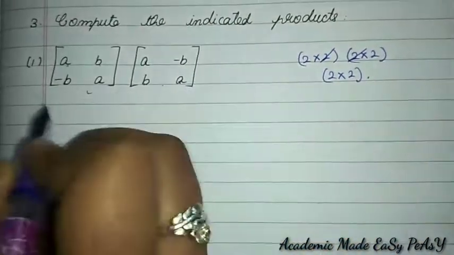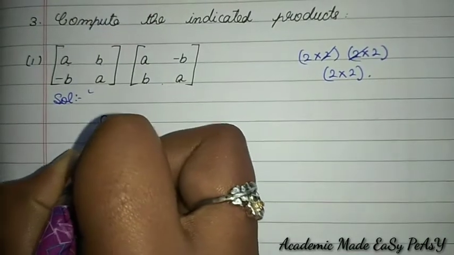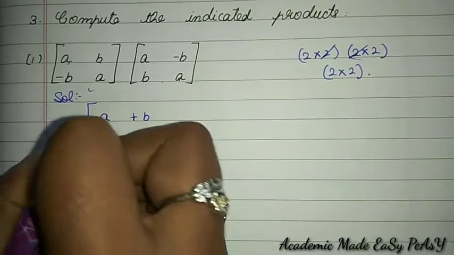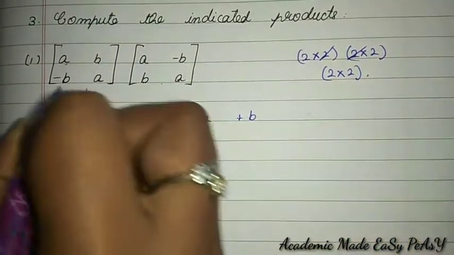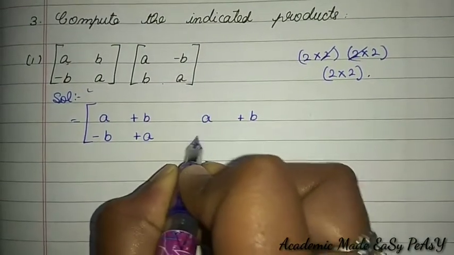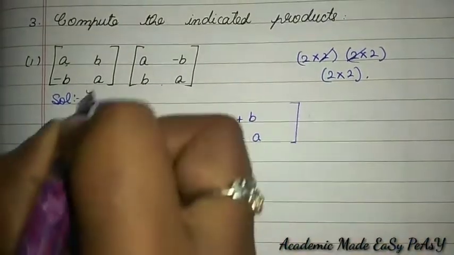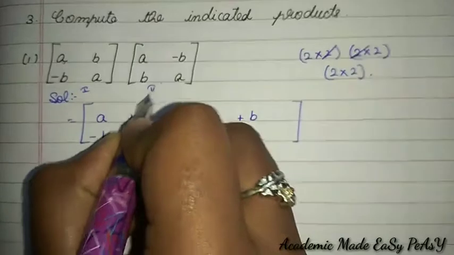So I will write a plus b, a plus b. Next I will write minus b plus a, minus b plus a. So this is from my first matrix, and this is my second matrix.